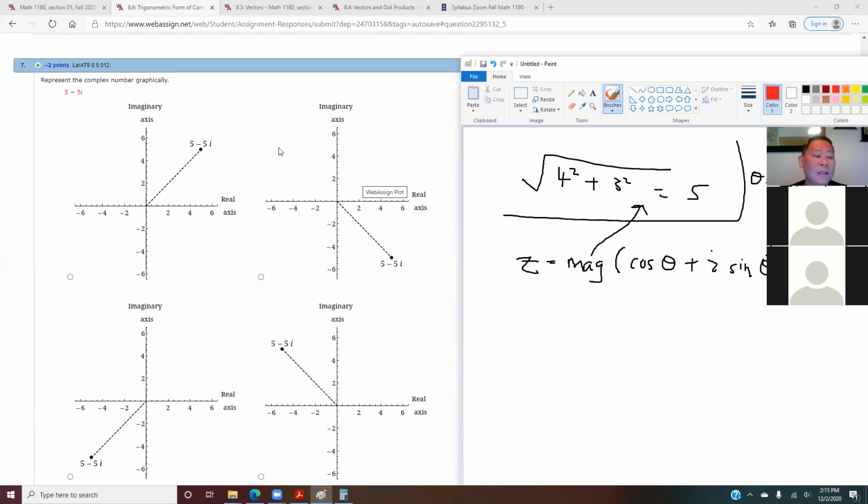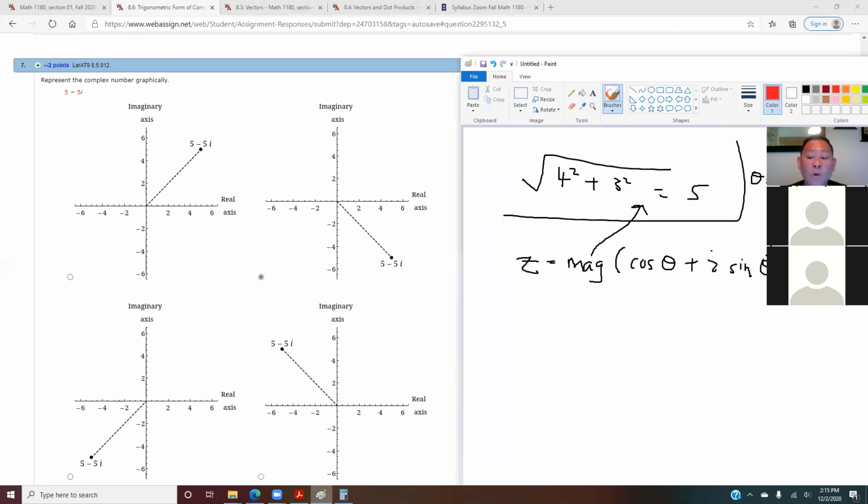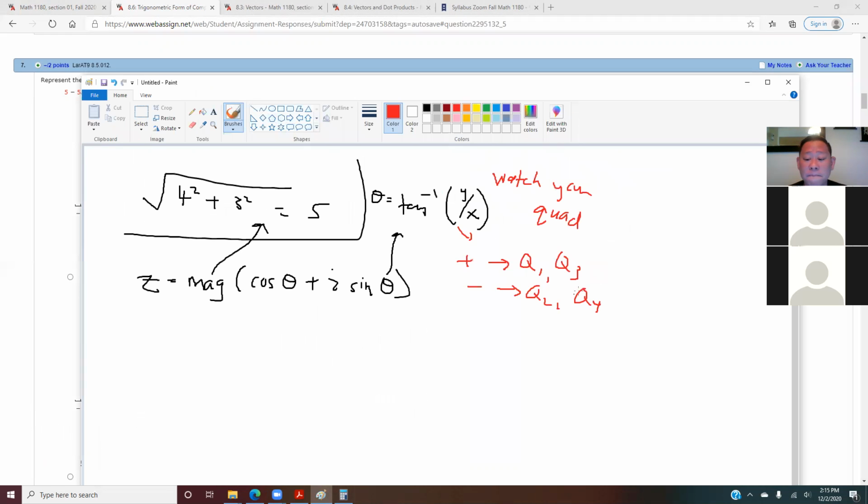So for example, when you do 5 minus 5i, which one do you think is your answer: quadrant 1, quadrant 4, quadrant 2, or quadrant 3? Which one is the right quadrant? 4. 4. So this is right for him, right? And since this is in quadrant 4, is tangent positive or negative? Negative. So make sure you know that it's negative in quadrant 4.